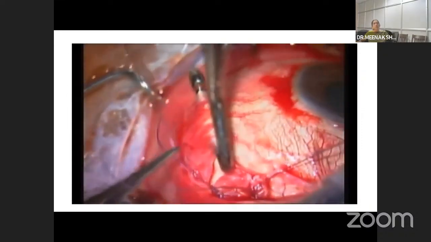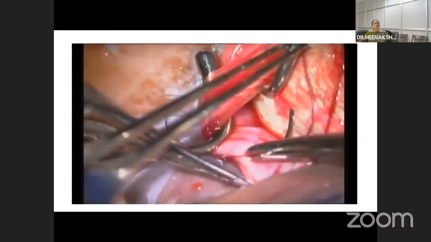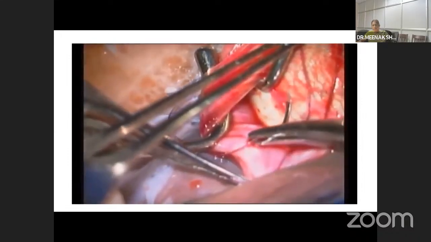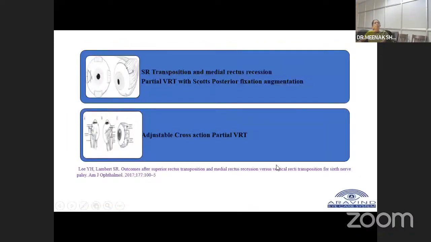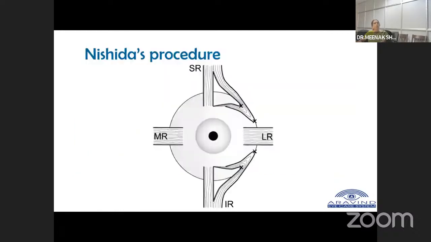So this is the video where we have placed it. I'm just showing only the superior rectus. Or we can just do a single muscle transposition, as Rohit told. That also gives very good results. Or cross fixation: instead of just placing at the level of the medial rectus or lateral rectus, we can go and cross fixate it also.